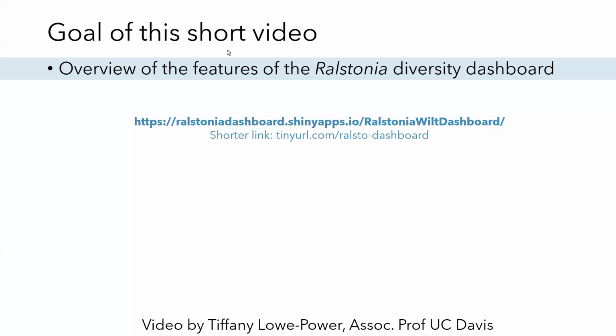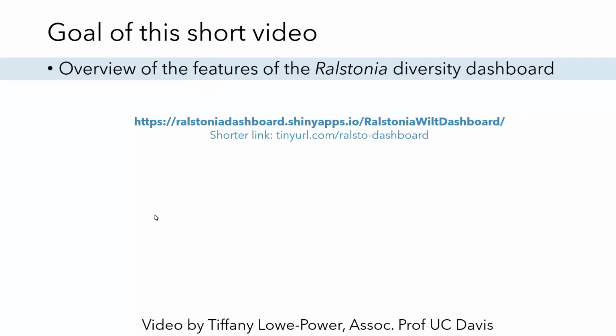Okay, so the goal of this video is to provide an overview of the features of the Ralstonia Diversity Dashboard. This is the full link to where the interactive dashboard is located on a Shiny Apps server. There's also this URL shortener that will bring you to the same location.